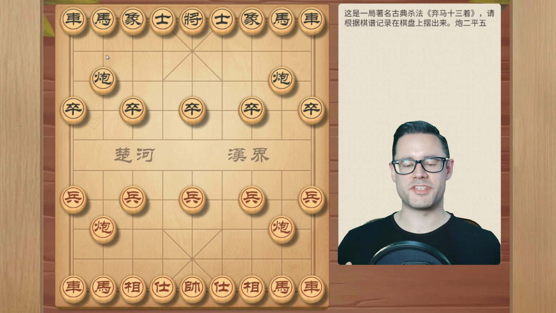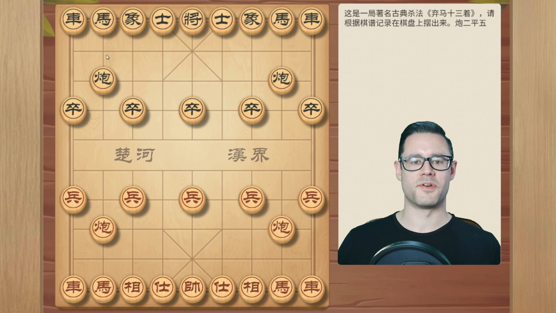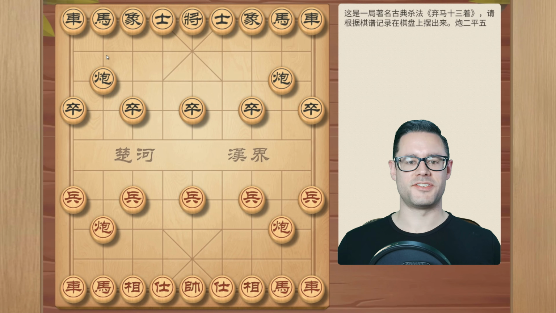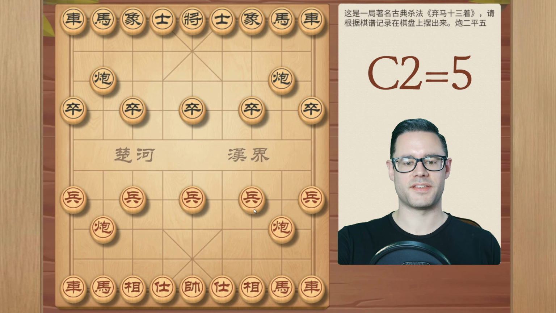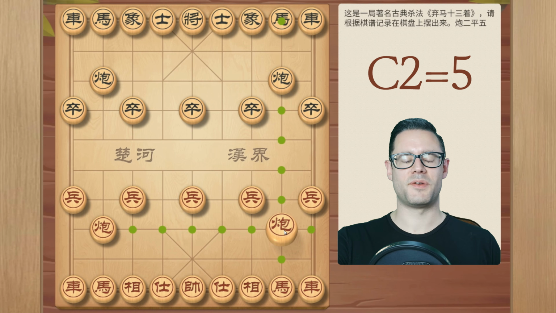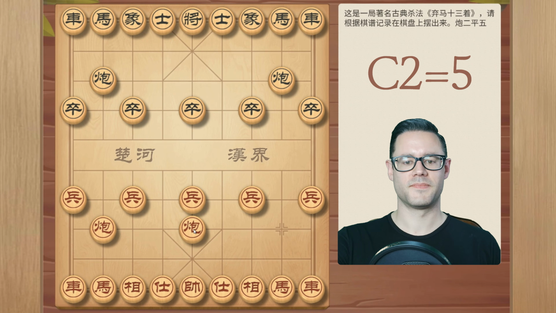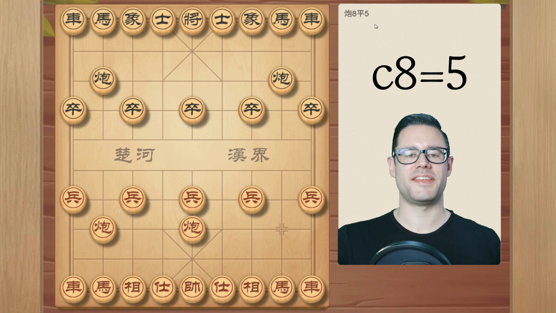Now let's look at a famous checkmate example called the 13 moves of sacrificing the horse. And we're going to use the notation to recreate this checkmate. So c2 equals 5. So that's our cannon on file 2, 1, 2, moves sideways to file 5. c2 equals 5. Black responds with c8 equals 5.